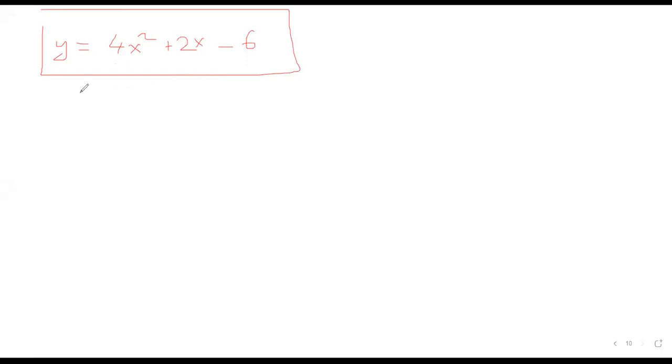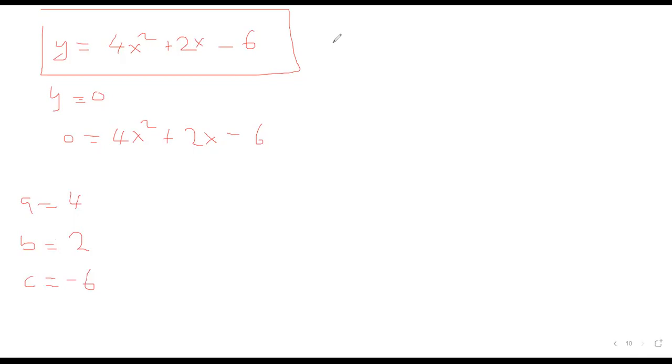Let's identify what is our a. So we let y be 0 for us to make it a quadratic equation. It only makes sense if it's equal to 0 there. So let's identify what is our a, what is our b, and what is our c together. What is our a? 4. Negative 4. A is equal to 4. What is our b? Positive 2. And what is our c? Negative 6. Negative 6, correct.